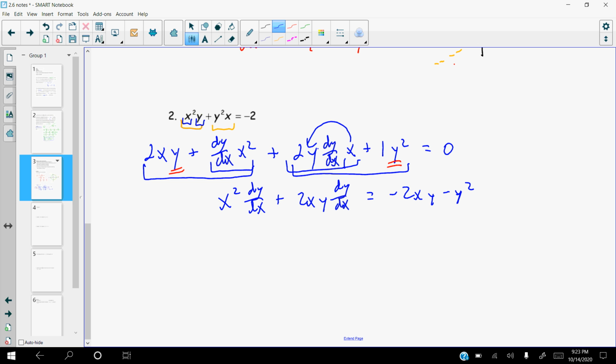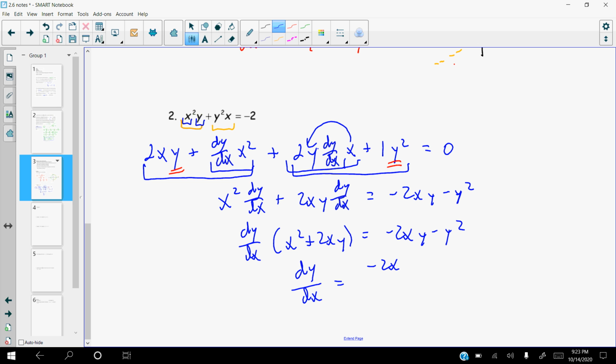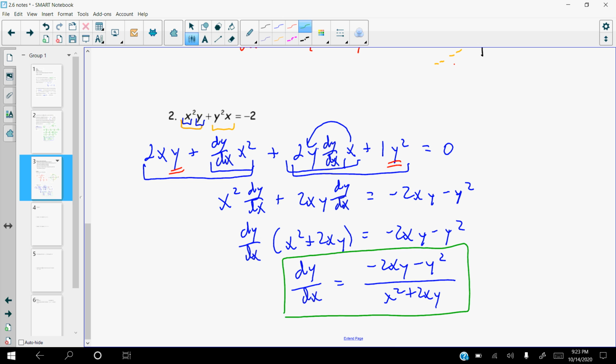All right, now I can factor the dy dx out of the left side, leaving x squared plus 2xy equals -2xy minus y squared, and then divide by everything in the parentheses, and we will have our derivative. -2xy minus y squared over x squared plus 2xy. There's our derivative. Again, dependent upon both x's and y's. And nothing in there is going to simplify any further. I mean, you could factor a negative out of the top, but that's just about it.